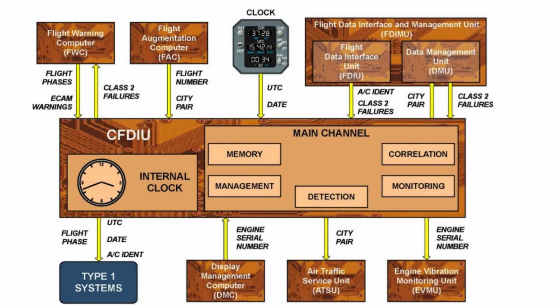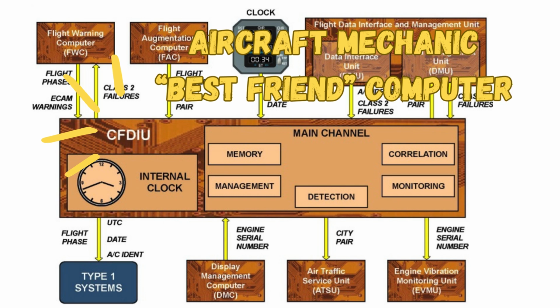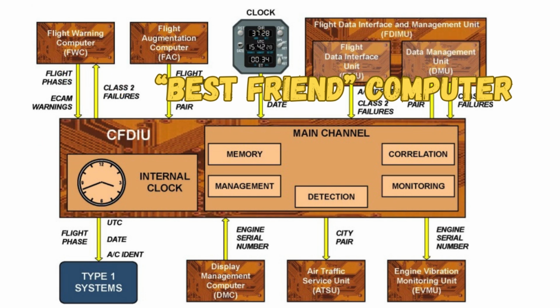CFDIU main functions are memory, management, correlation, monitoring and detection. This computer stores the failure messages and the electronic centralized aircraft monitoring warning messages in a non-volatile memory, NVM. If a computer internal failure is detected, the CFDIU achieves a correlation function, that means it isolates or ignores the malfunctions of systems relating to this failure.